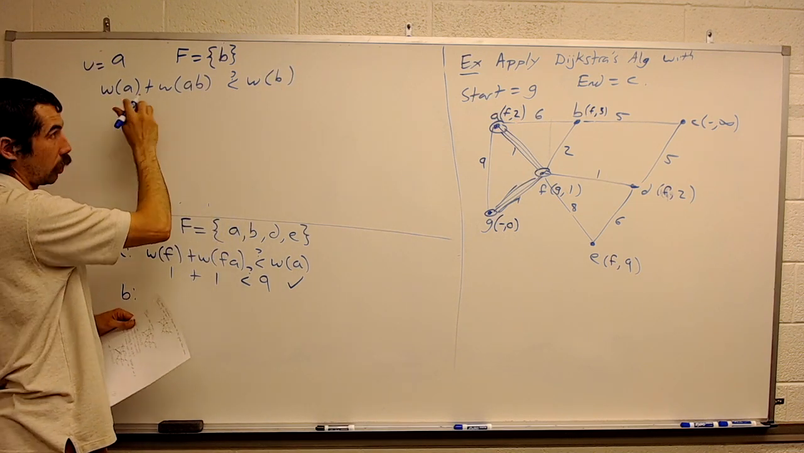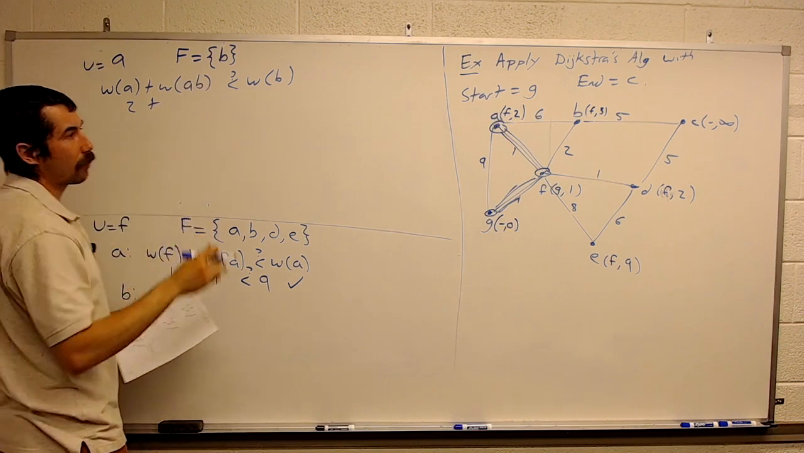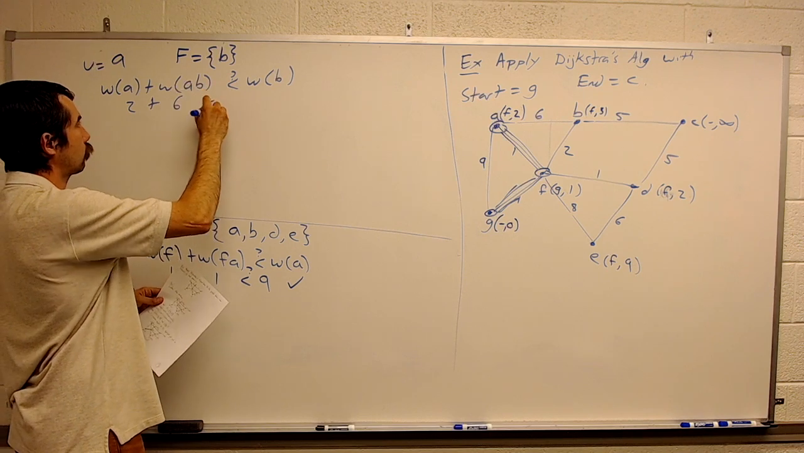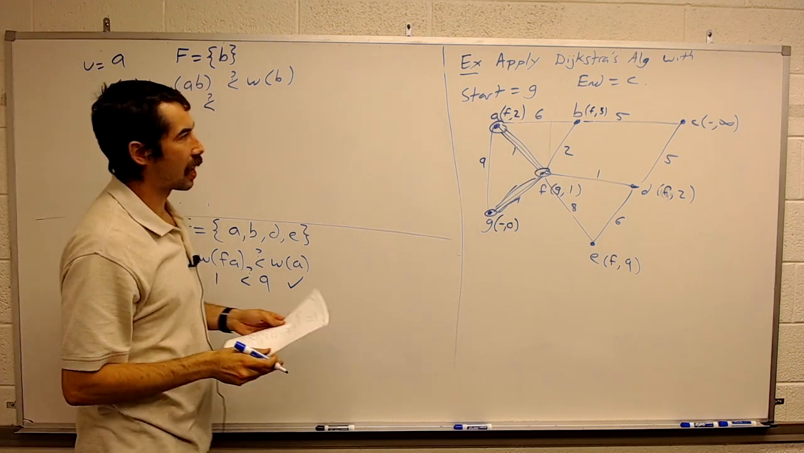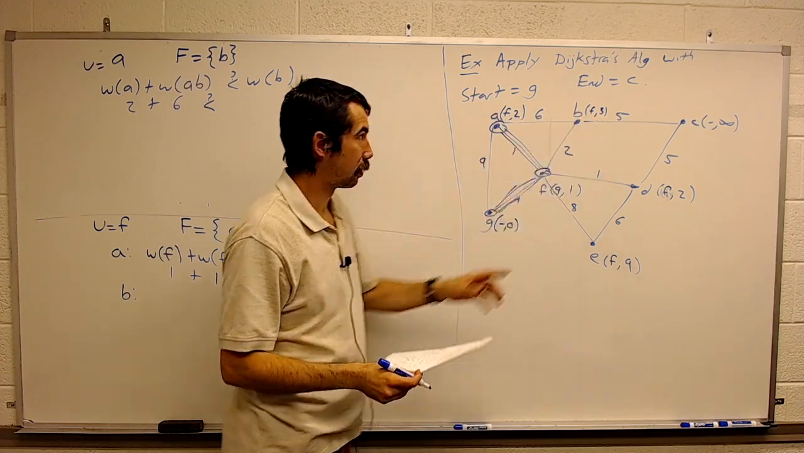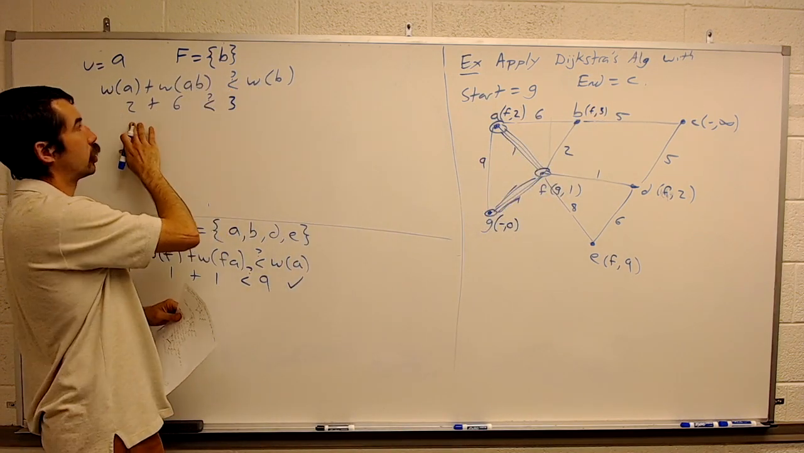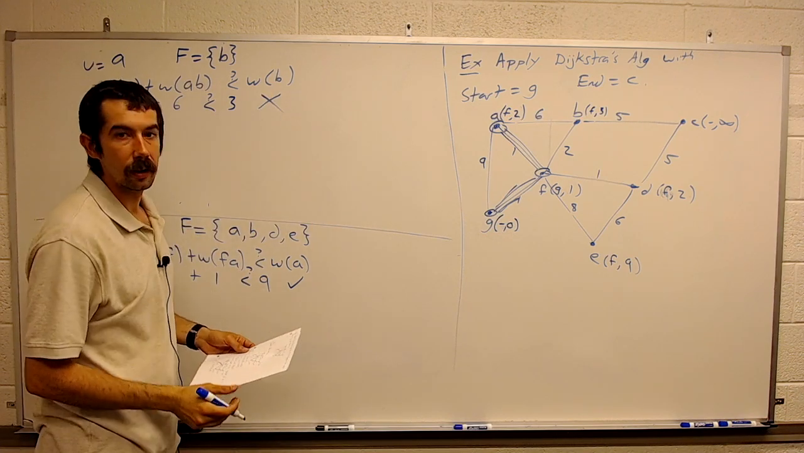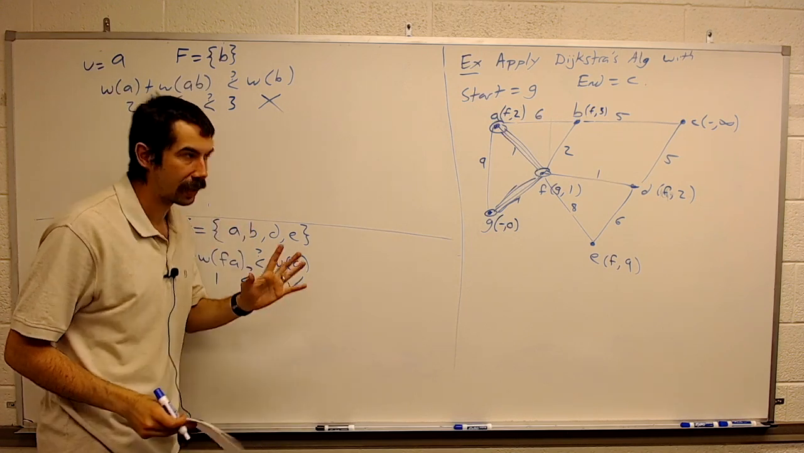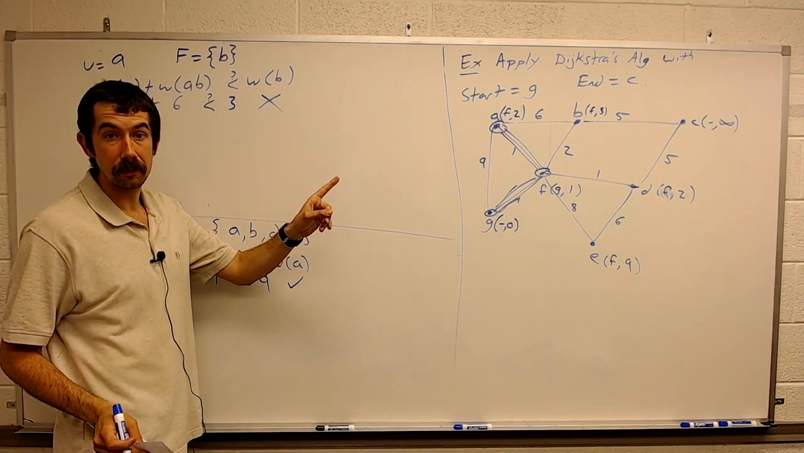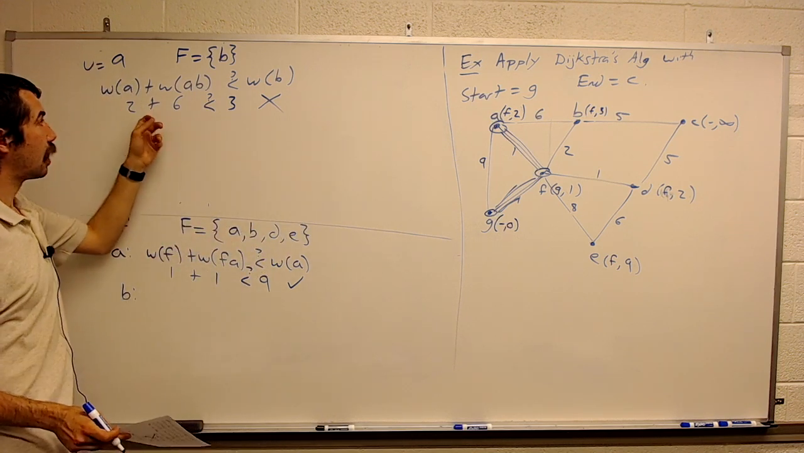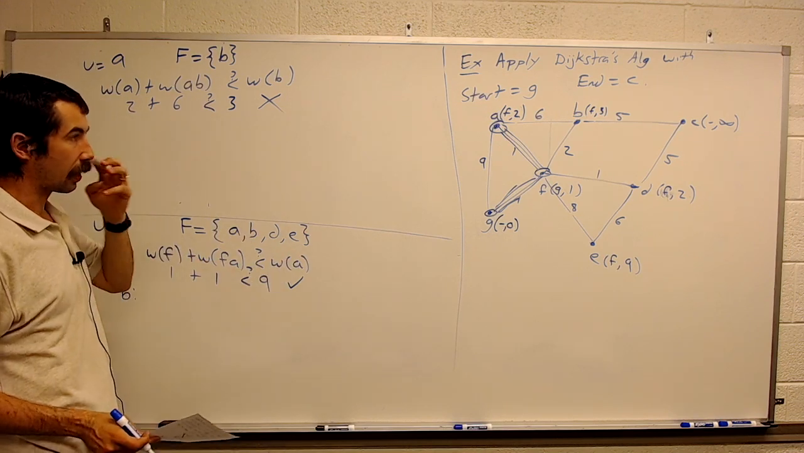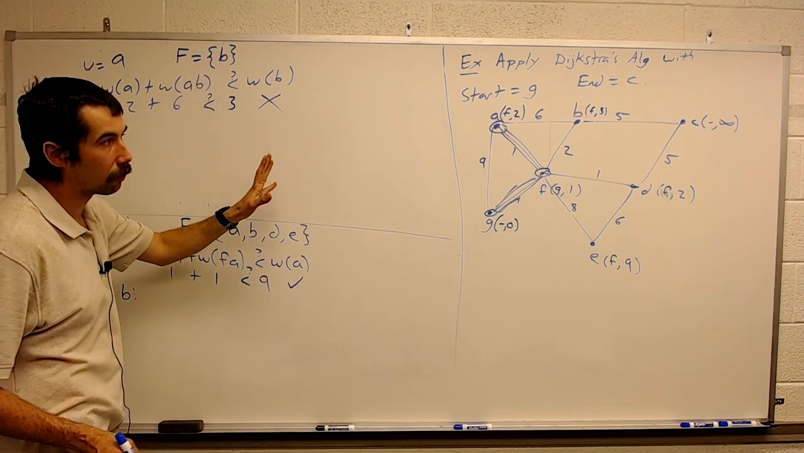Weight of A is 2. Weight of AB is 6. Is that less than the weight of B, which is 3? 2 plus 6 is 8. 8 is not less than 3. We do not update the weight of B. Okay? You see that? Since 8 is not less than 3, we do not update B. All right, and then we've gone through the whole F set, so we're done with this step.